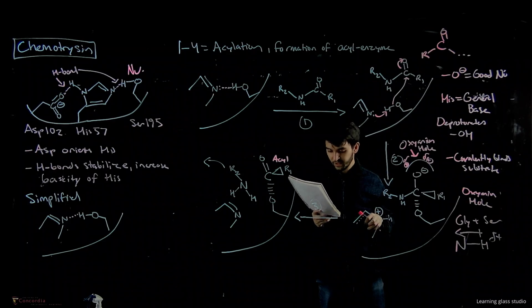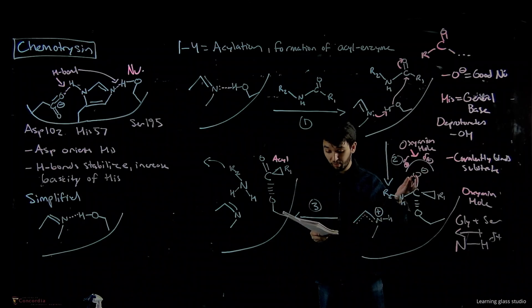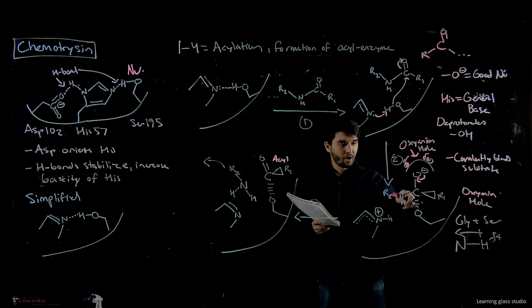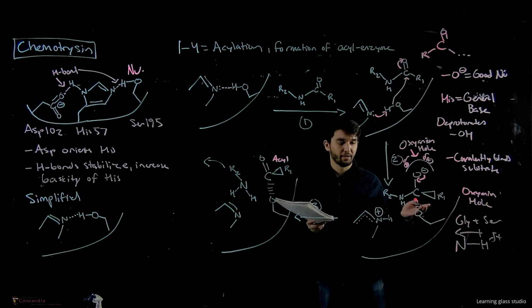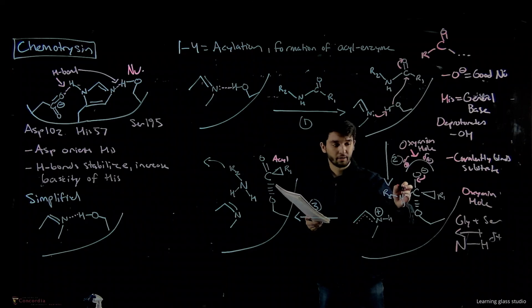So now what's going to happen, this negative charge on the oxygen has to do something. So it's going to come down, reform the carbonyl. But now this carbon, after it does that, would have 5 bonds. Carbon cannot have 5 bonds, so one of these bonds has to break. What breaks is this amide bond here.